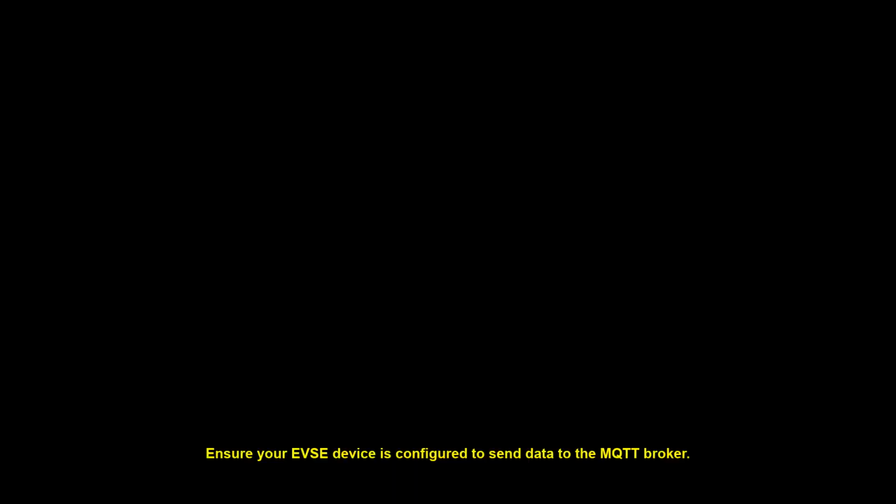Ensure your EVSE device is configured to send data to the MQTT broker. Monitor the messages regularly to check for status updates or control commands. If needed, adjust your settings in Home Assistant to handle incoming messages effectively. Congratulations on setting up your EVSE control.